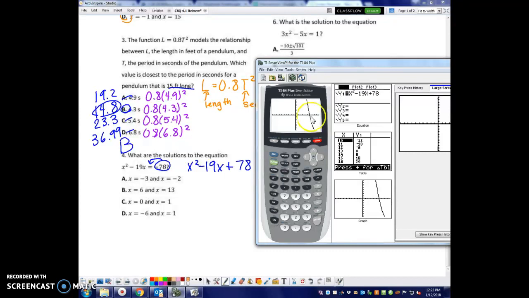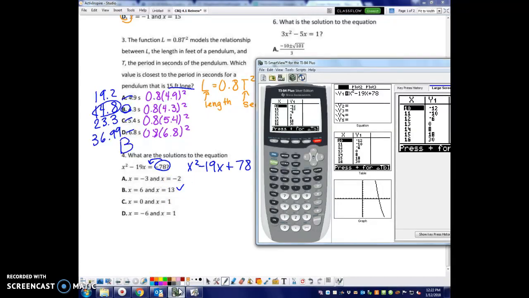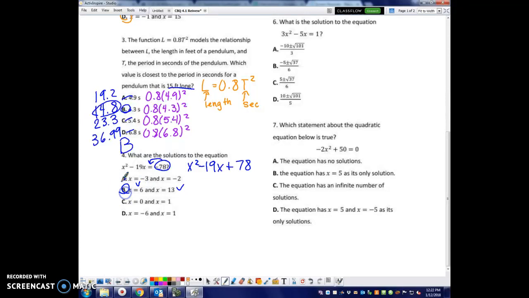Okay, so we see one of the x-intercepts. It's at 1, 2, 3, 4, 5, 6. Okay, so the only one that says that is 6 and 13, so let's check those numbers on our table. So at 13, y is 0, so that's good. And then we need to check 6 just to be sure. At 6, our y is 0. So the solutions are 6 and 13.